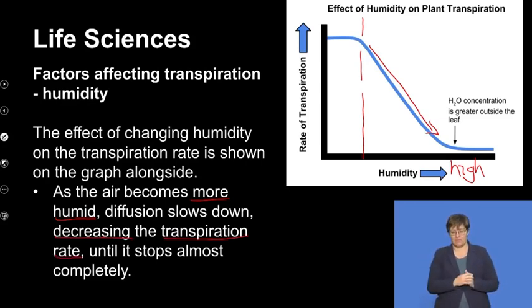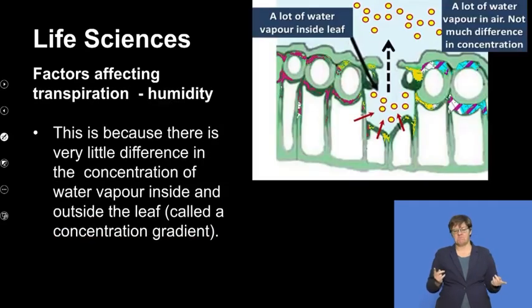And would it ever stop? It can stop if the concentration of water in the atmosphere is as high as the concentration of water inside the leaf. And that would be very, very rare because the air inside the leaf is saturated with water. So it generally just slows down, but it doesn't completely stop. So it stops almost completely. Why? Okay, and this diagram illustrates why and how this occurs.